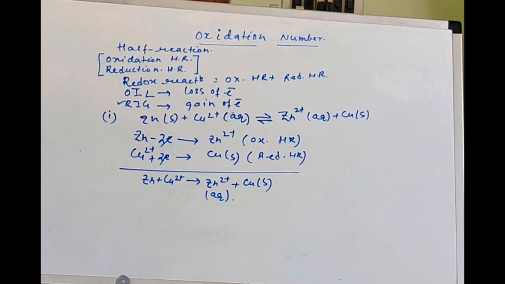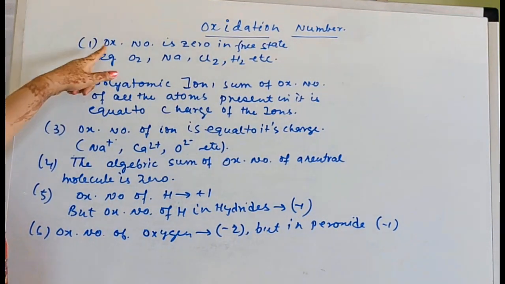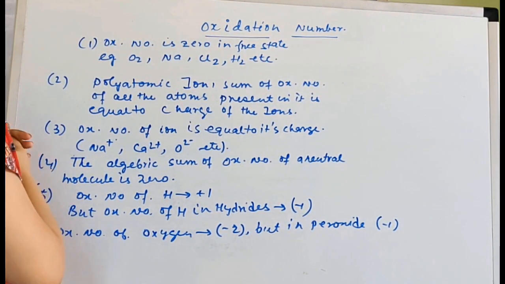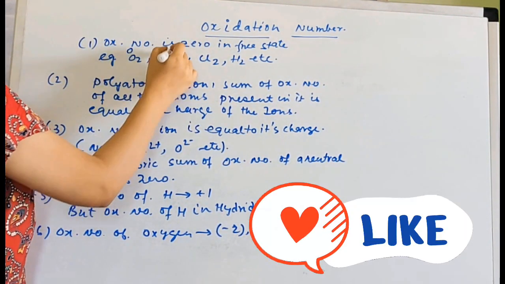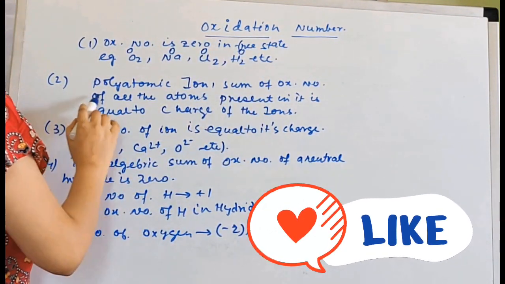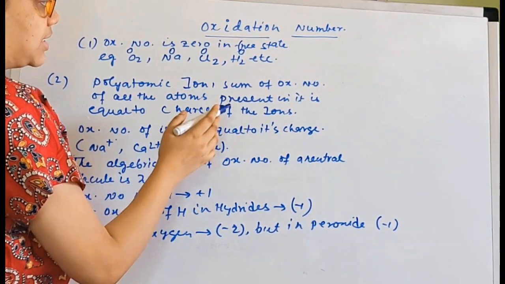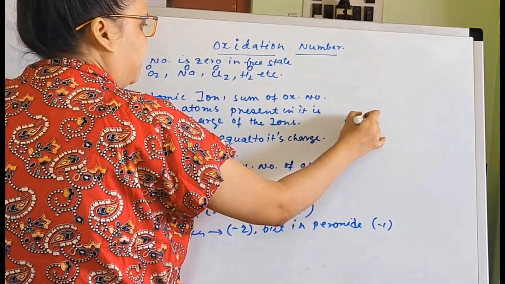So this is our revision lesson. From the revision lesson we get that oxidation is a loss of electron and reduction is gain of electron. Now we will study what is oxidation number. Yes, there are some rules for the oxidation number. First of all, oxidation number is 0 in the free state. For example, O2 is 0, sodium 0, chlorine 0, hydrogen in free state 0. Next is polyatomic ion. The sum of the oxidation numbers of all the atoms present in it is equal to the charge of the ion.